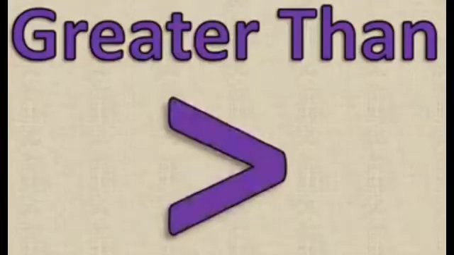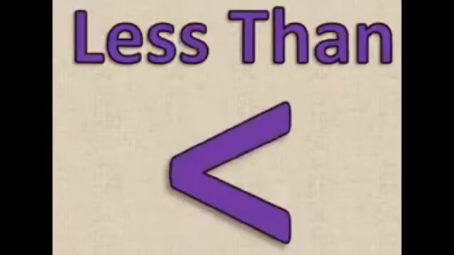Children, with the same concept, we will learn 3 new signs. I repeat, 3 new signs in numeracy. They are greater than, less than, and equal to. Children, which are the 3 signs we are going to talk about? Greater than, less than, and equal to. So we shall start by understanding their meaning with an example.